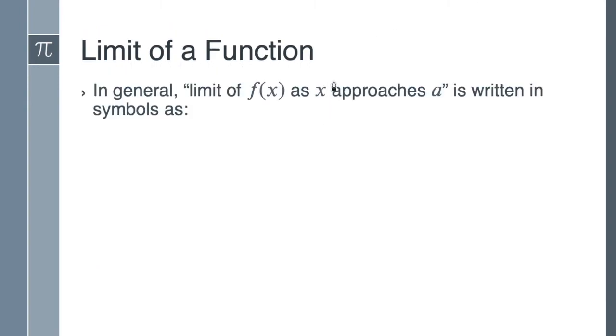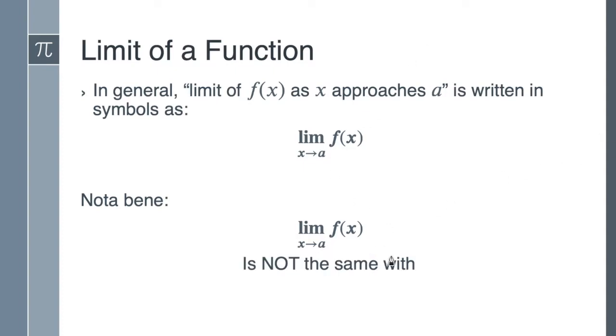In general, to give it a definition now, the limit of f of x as x approaches some number a is written in symbols as this. So the limit of this f of x, this f of x must be an expression. Okay, it is usually an expression. As x approaches a, we read it as this, we write it as this. Okay, just take note that this limit of f of x as x approaches a is not really the same as just substituting it to f of a.